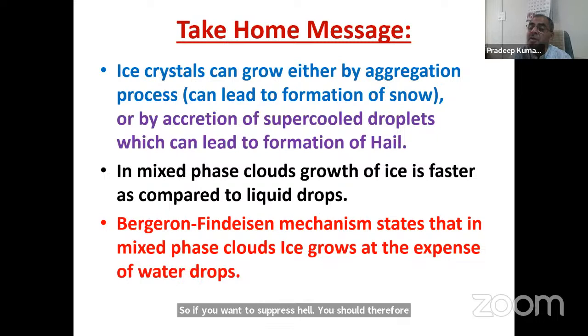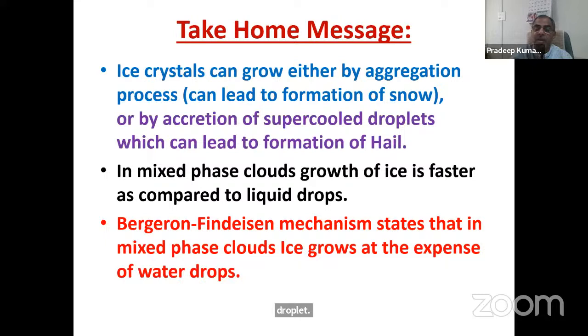So in a mixed phase cloud, growth of ice is faster as compared to liquid droplets because of the difference in the equilibrium vapor pressure over a droplet and over ice. Over a droplet, it is higher as compared to ice. So ice will be growing faster as compared to liquid droplets in a mixed phase cloud.